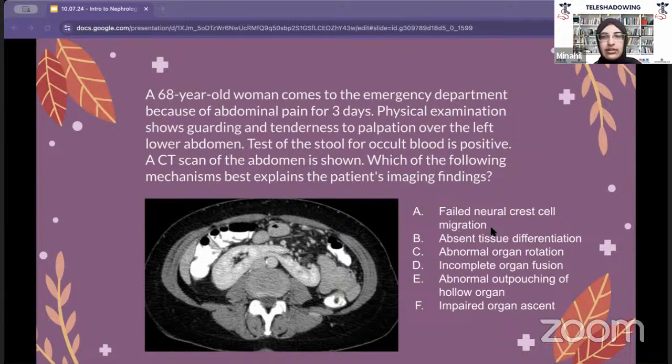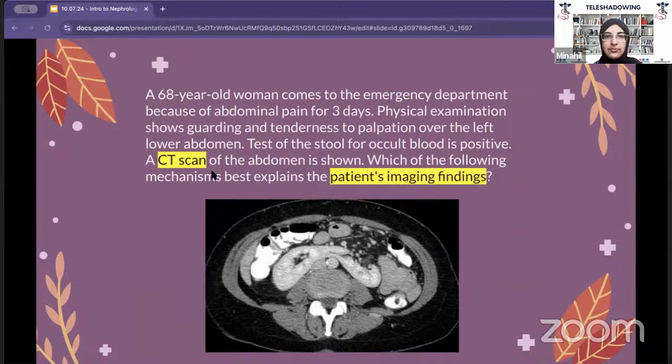A, failed neural crest cell migration, B, absent tissue differentiation, C, abnormal organ rotation, D, incomplete organ fusion, E, abnormal outpouching of the hollow organ, or F, impaired organ ascent. So I guess all we really need to look at is the CT scan, I would say. So I'll give you all a hint. So I wanted to show this to you. Here, there's an overlay, and this question is from Amboss. So huge credit to them for the overlaying and making it easy to understand here what's going on.